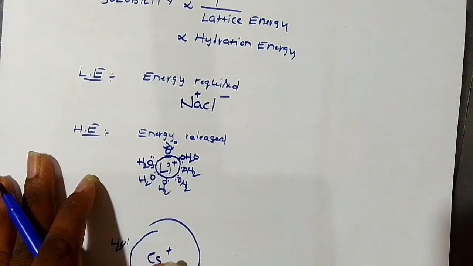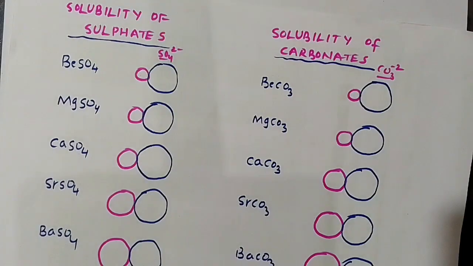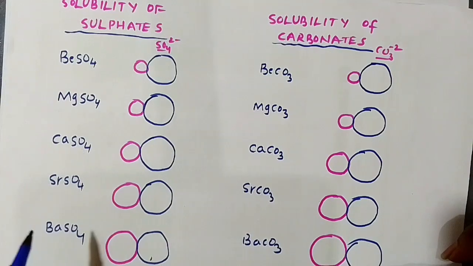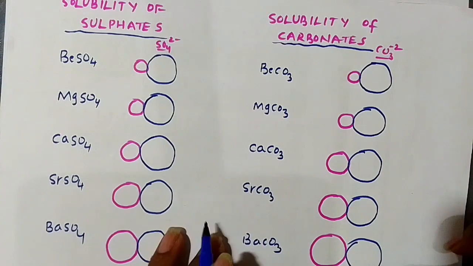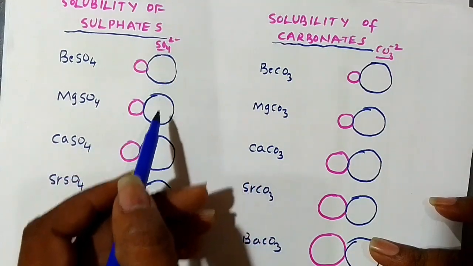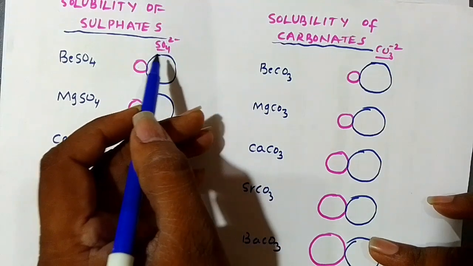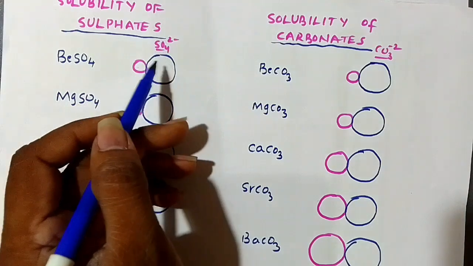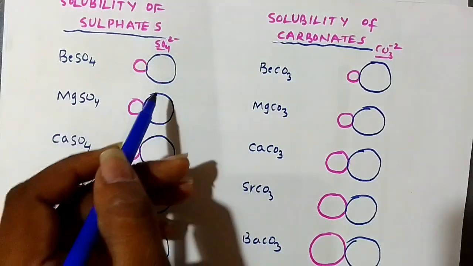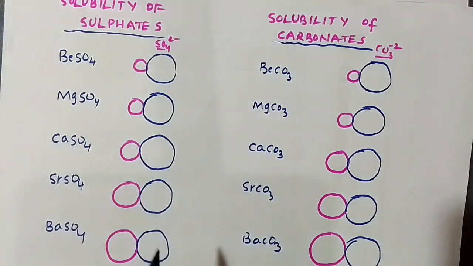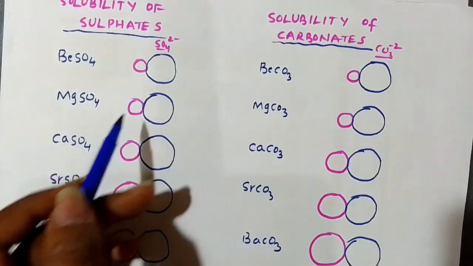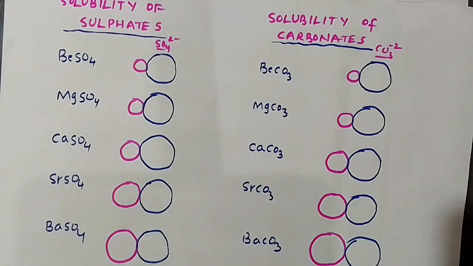Now coming to solubility of sulfates. Beryllium sulfate, magnesium sulfate, calcium sulfate, strontium sulfate, barium sulfate. These blue colors indicate the size of the sulfate ion. It is bigger in size because it contains 1 sulfur atom and 4 oxygen atoms. Now these pink colors indicate the size of beryllium, magnesium, calcium, strontium, barium.